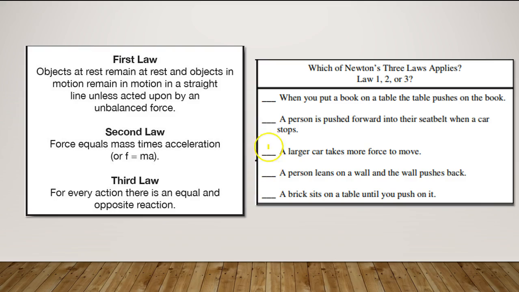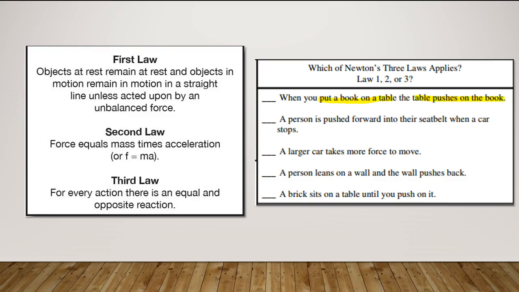Over here you have a summary of the three Newton's laws, and here you have some practice to try to figure out which law the statement is talking about. And we're going to look at key words. When you put a book on a table, that pushes on the book. So here's one force, putting the book on the table. And then here's another key word, that the table pushes on the book. So you have a pair of forces there.